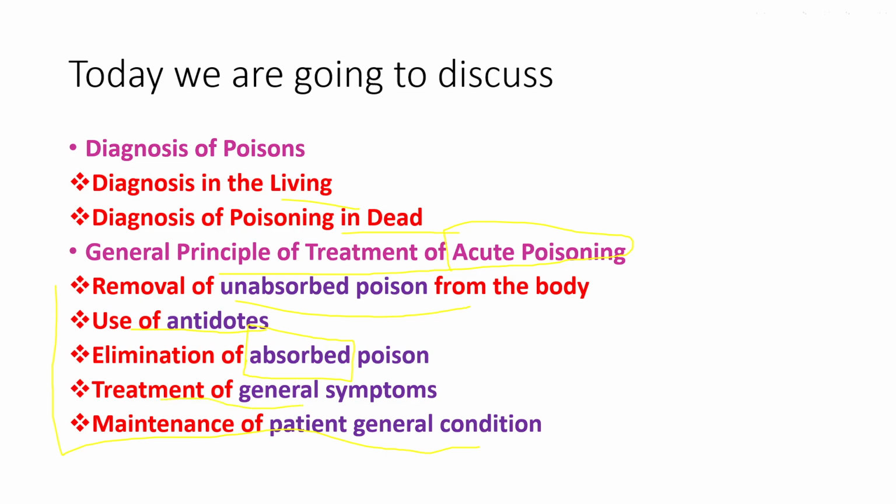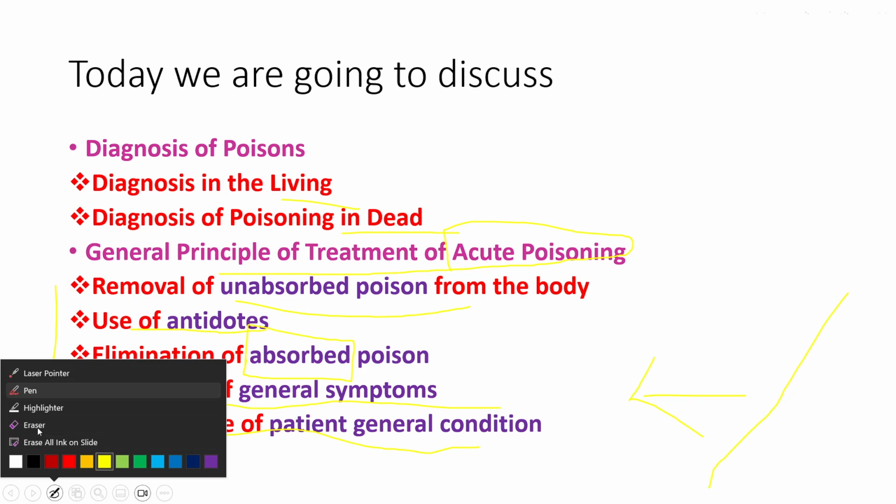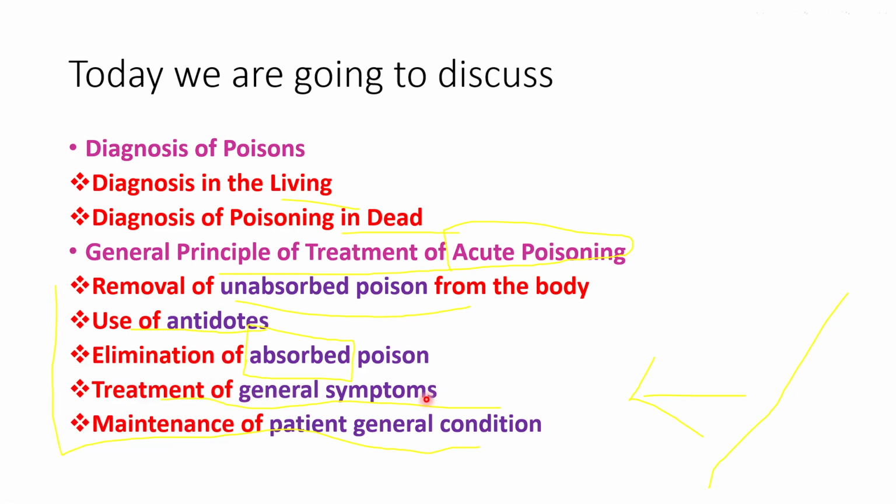Then we go for general sign and symptom treatment and maintenance of the patient's condition. These points are extremely important, one should know them, and they must appear in the exams. These 5 points are very, very valuable: the removal of the unabsorbed poisons, use of the antidote, removal of the absorbed poison, and eventually general sign and symptom treatment and treatment of the patient's general condition. These are the general principles of treatment of acute poisoning.